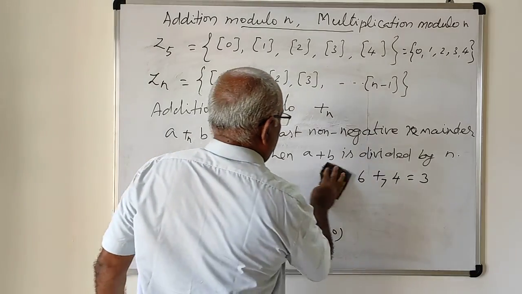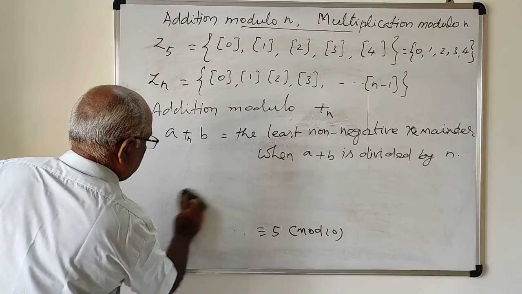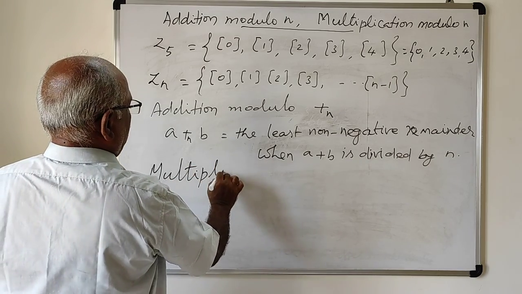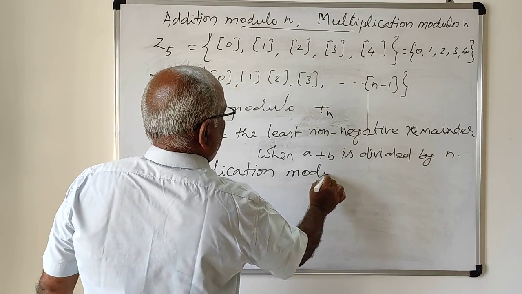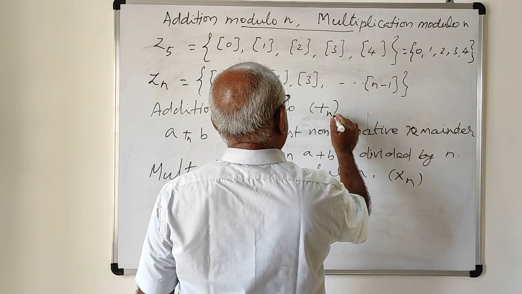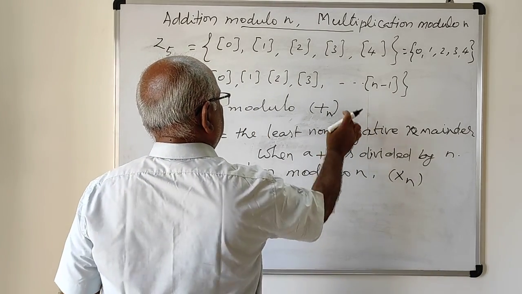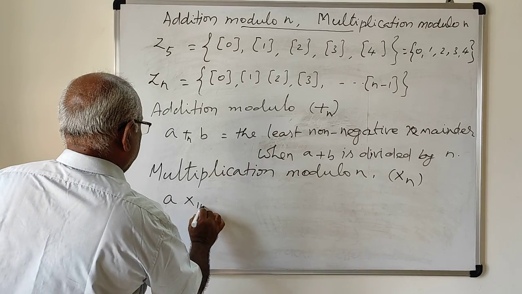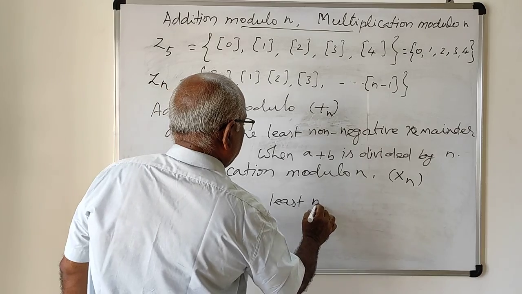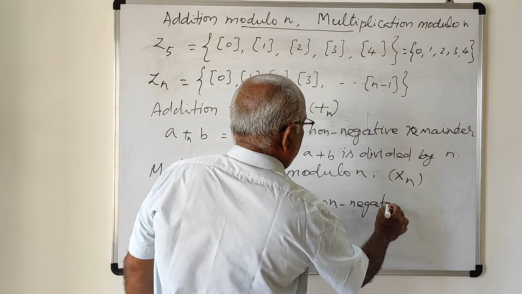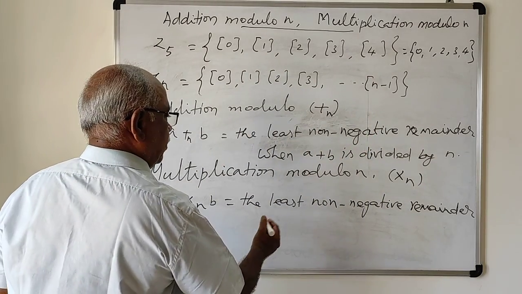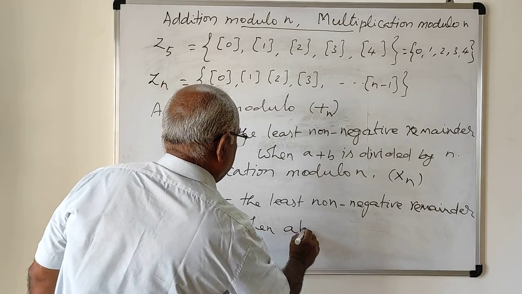Similarly, multiplication modulo now. Another definition. Multiplication modulo n is written by times n. This is addition modulo, and this is multiplication modulo. The definition is: a multiplication modulo n, b is equal to the least non-negative remainder when the multiplication ab is divided by n.